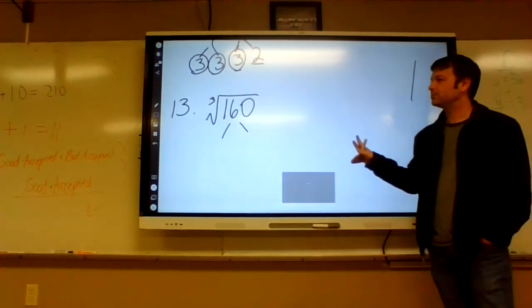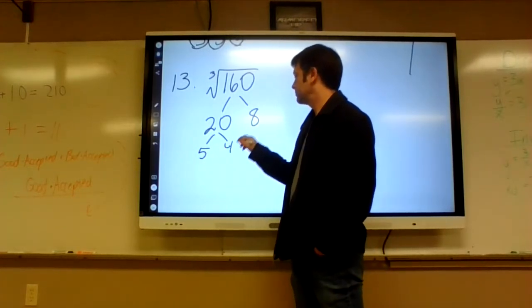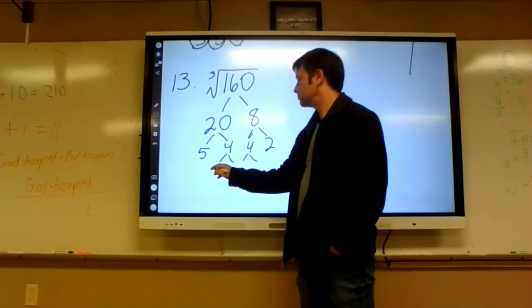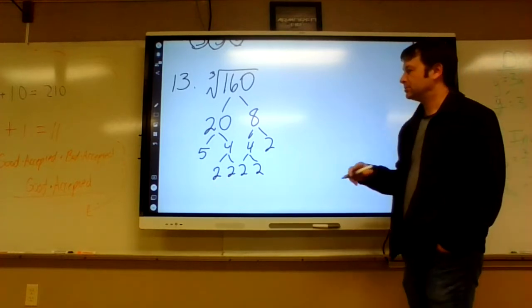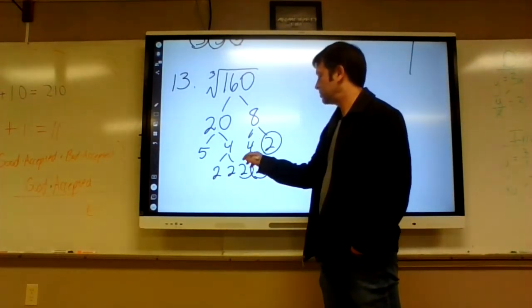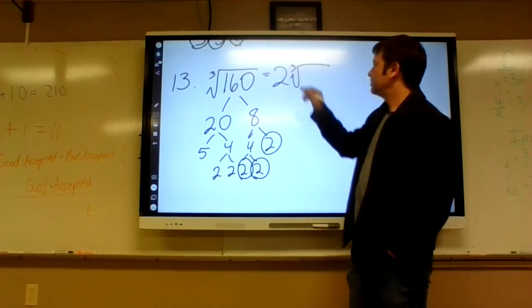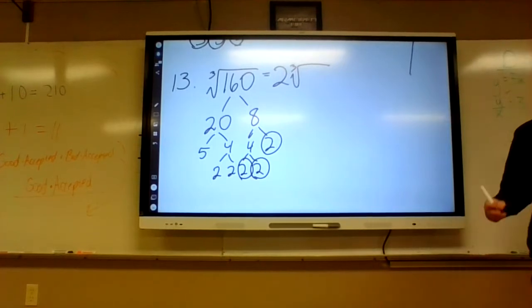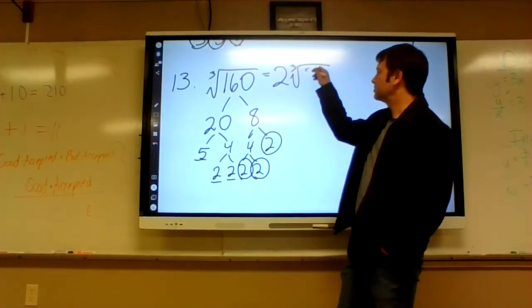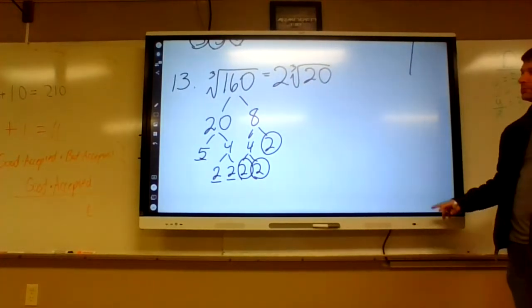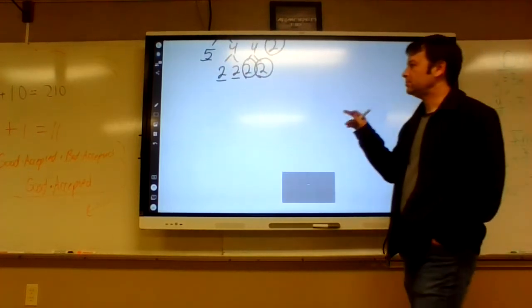What goes into 160? 8. What goes into 20? 4 and 5. Okay, so remember we're doing cube roots, which means we need a triple. 1, 2, 3. That's the only triple I see. So a 2 comes out, and what is left behind? 5 times 2 times 2. 20. Harder than yesterday's because you actually have to use your brain, but not too bad.